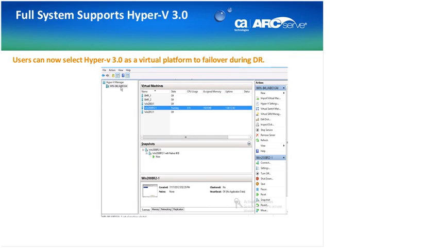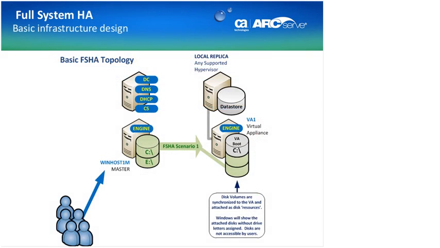Now, with ARCserve RHA 16.5, we have full system support for Hyper-V 3.0. This means that you can use the latest version of Hyper-V 3.0 as a virtual platform to fail over to during a DR. The full system itself actually is a clone of your production server. Doesn't matter if your production is physical or virtual. You can clone it and fail over to a Hyper-V 3.0.